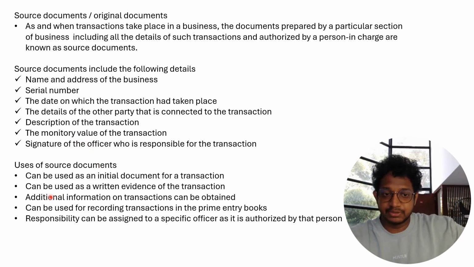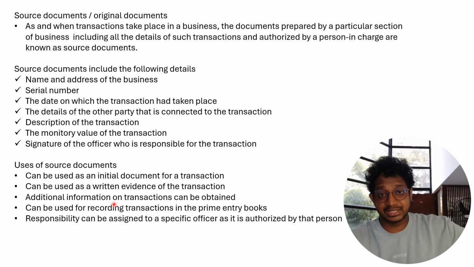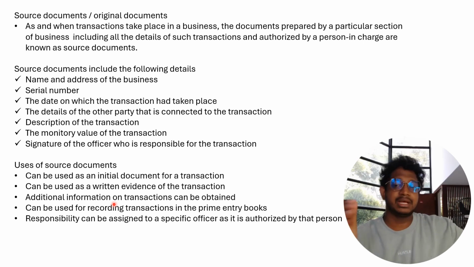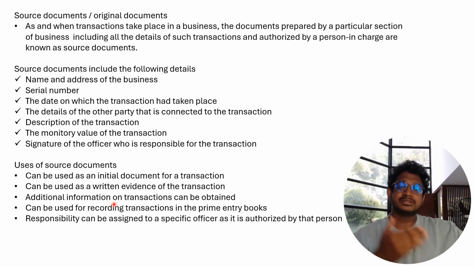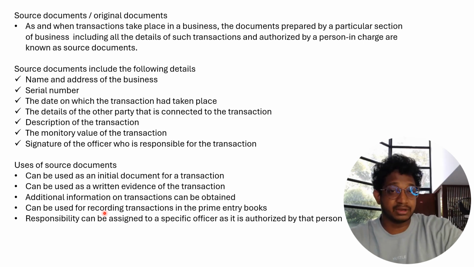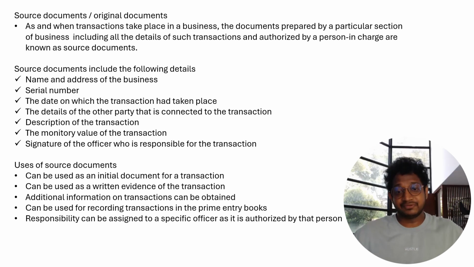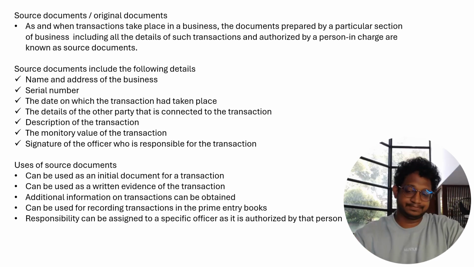Source documents can be used as an initial document for a transaction. That's what we are doing here. You are identifying transactions through source documents and recording them in your prime entry books, and they can be used as written evidence of the transaction. That's why I earlier mentioned these are legal documents. In court, these are accepted as legal documents, and they are the proof that a transaction has already happened, right? Additional information on the transaction can be obtained and used for recording the transaction into the prime entry book. That's what we are obviously doing here. And the responsibility can be assigned to a specific officer, as it is authorized by that person.